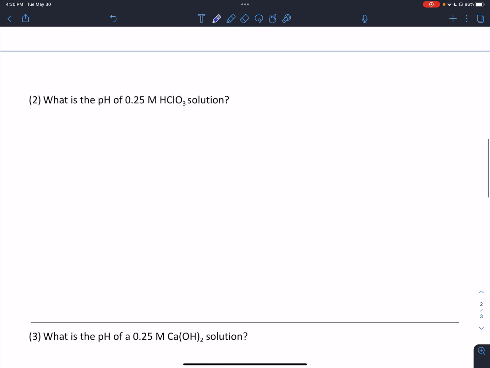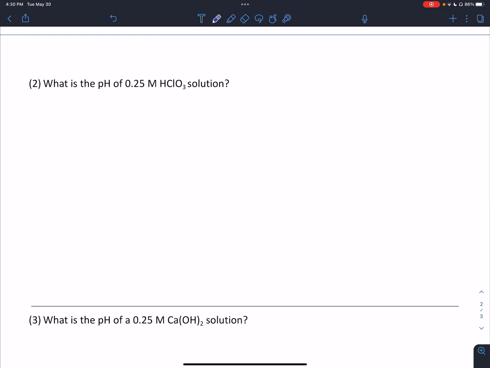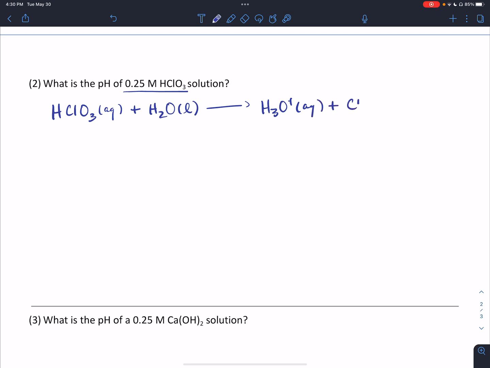Now let's look at an actual solution. What is the pH of a 0.25 molar HClO3 solution? So I have chloric acid. It's going to ionize in the presence of water, and it's going to produce hydronium and that chlorate anion. This is one of our strong acids, which means 100% ionization.